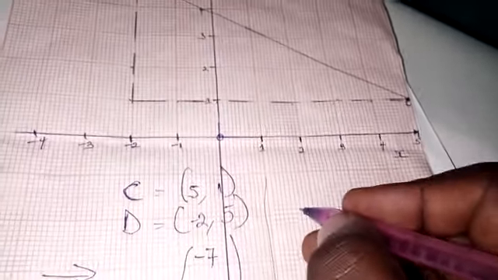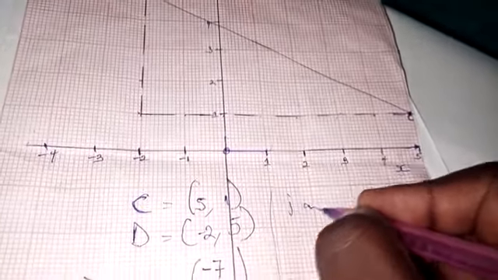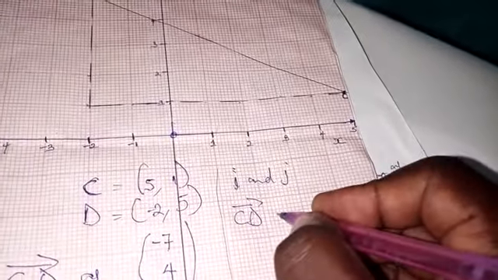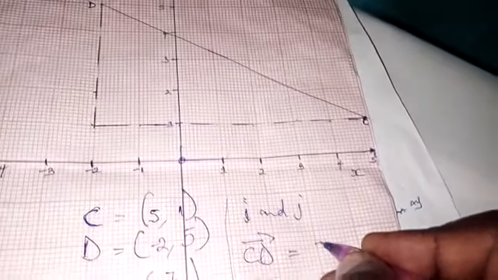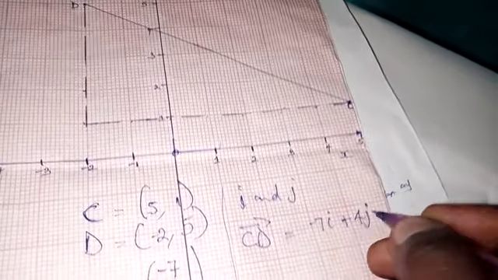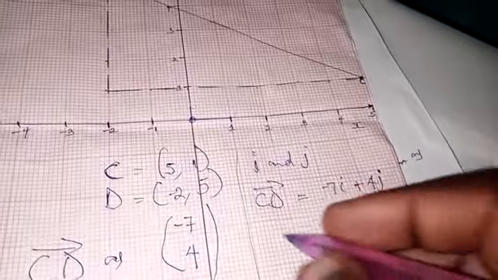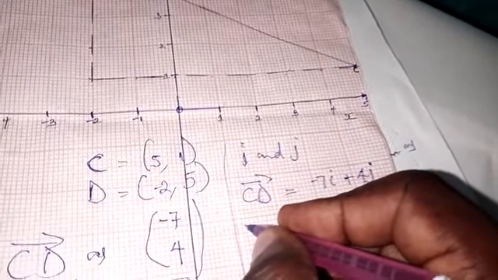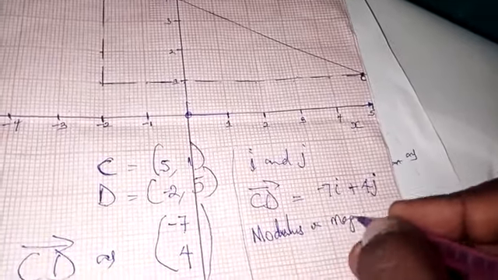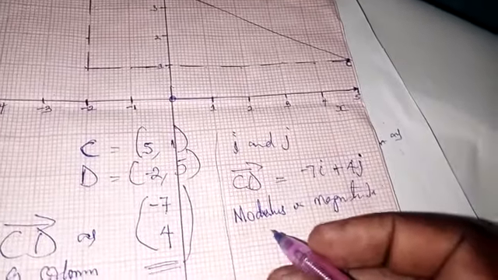And if you are asked to write this in terms of i and j, how do you do this? Very, very simple. So definitely my CD will be -7i plus 4j. That is it. And they can ask you again on this, that is your modulus or your magnitude of this vector.